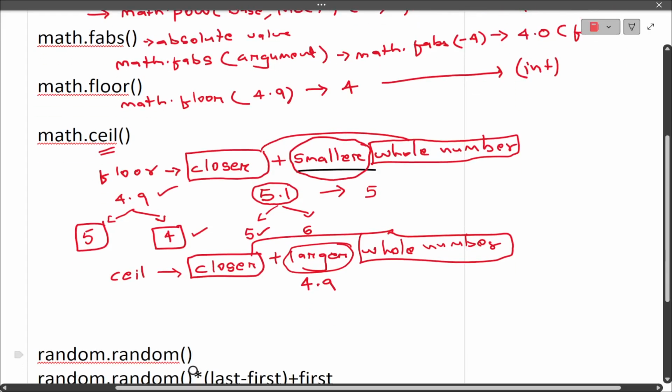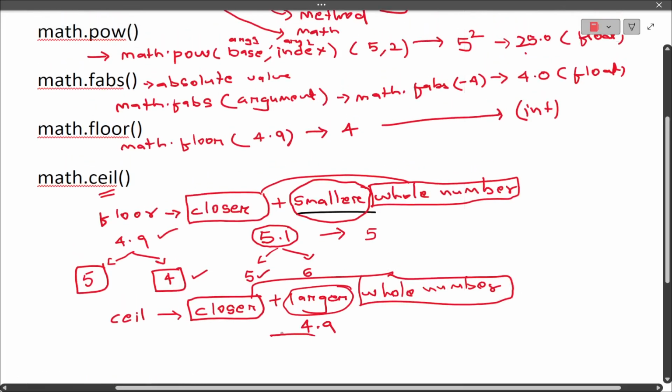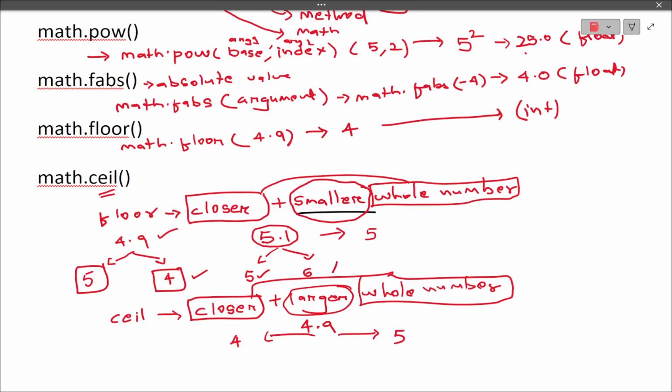So the first thing I need to do is think about the closer whole numbers. One is 4, another one is 5. Now this question says that it should be the largest. Like here it is smaller, right? Here it is demanding large. That means which one is the larger one? This is the larger one. So your answer will be 5 here. So if you are using math.ceil on 4.9, your result will be 5.